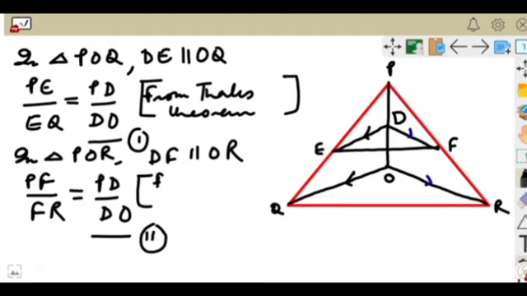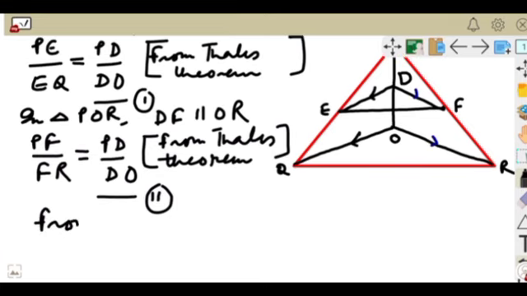We can write from Thales theorem. So when we see equation 1 and 2, what happened? Their right hand sides are equal. Even in the first equation we have PD by DO. Even in the second equation we have PD by DO on the right sides. Therefore their left hand side will be definitely equal.